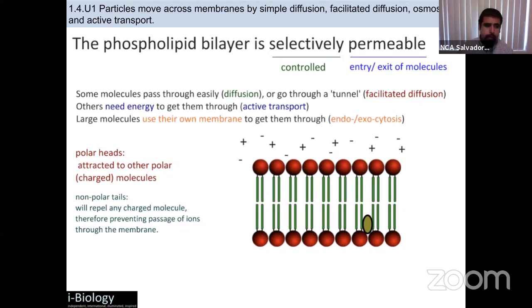All right. One thing I will point out here, polar heads, they attract other polar molecules, and then nonpolar tails, so the inside here, they will actually prevent passage of ions through the membrane. So charged molecules don't do very well if they are going to go through the phospholipid bilayer. However, you can get charged molecules to go through if there is a specific channel for them. Okay? But they don't just diffuse through very easily.